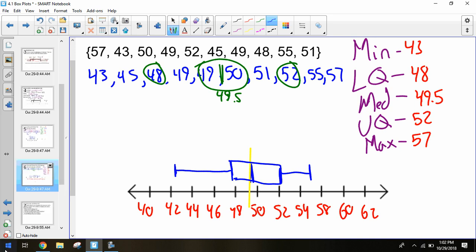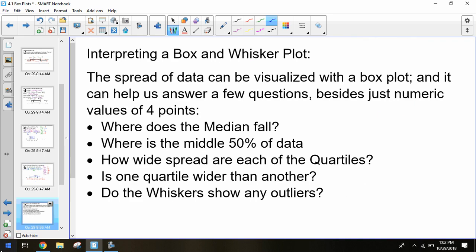So being able to create the box plot is one thing, but also we want to learn how to be able to interpret the box plot. What is it saying? What do these numbers mean? Why do we put this number in this data set? How does that help us interpret it? So here are some ways that we can interpret a box plot. Here are some things that you might look for when looking at a box plot.